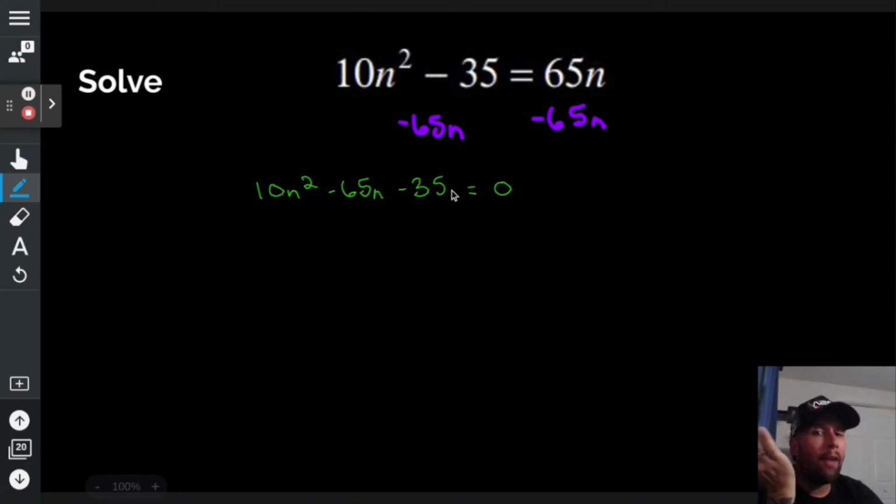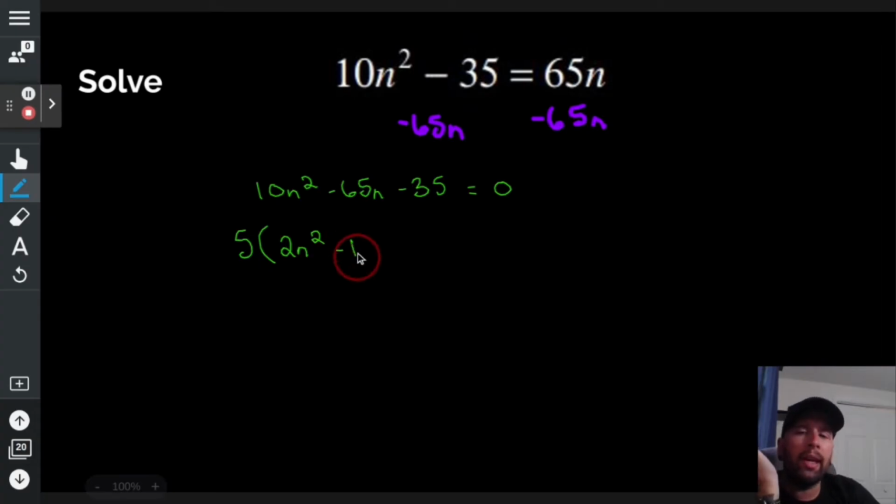I have a 5 in common in all three of them, so let's factor that out. Let's factor out a 5. If I divide 5 from 10, that's 2n squared. If I divide a 5 from -65, it's -13n. And if I divide a 5 from -35, that's going to be -7 equals 0. Let's see if I can factor that guy in there. I'm pretty sure I can. And if I can't, there's something that I can do, but I don't think I need to worry about that.